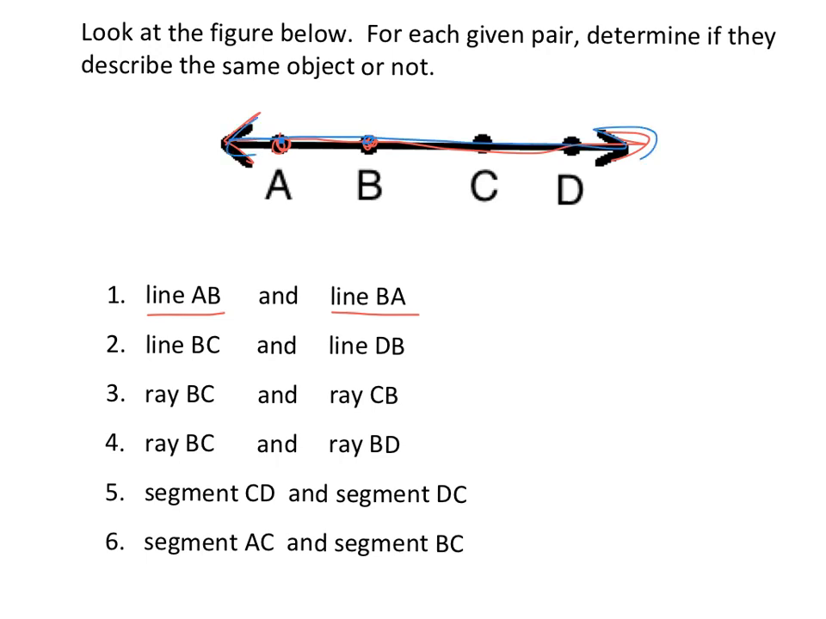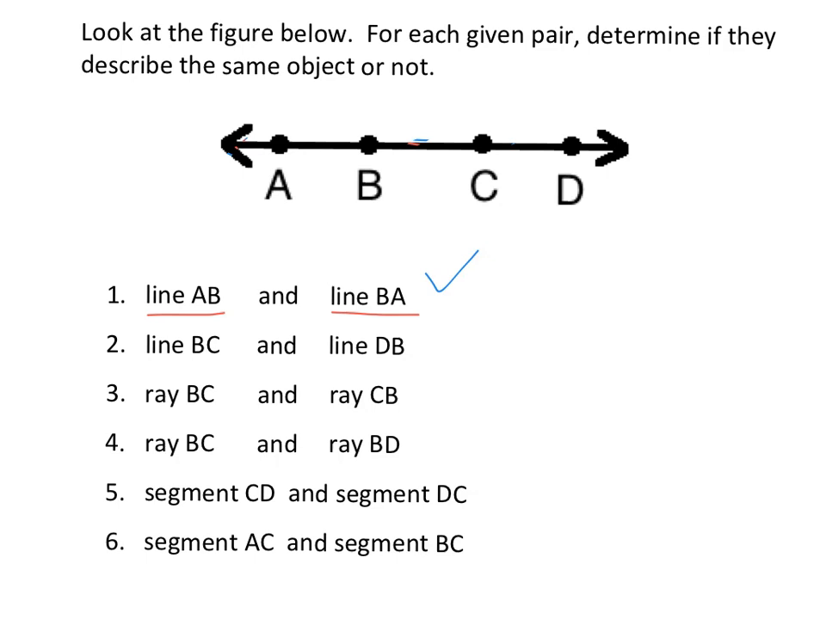So if you look, these are the same area, it's just a different way of naming the same line. So these are the same. By definition, line AB and line BA both refer to the same line. Now let's start over and look at some other ones. That was the first problem.